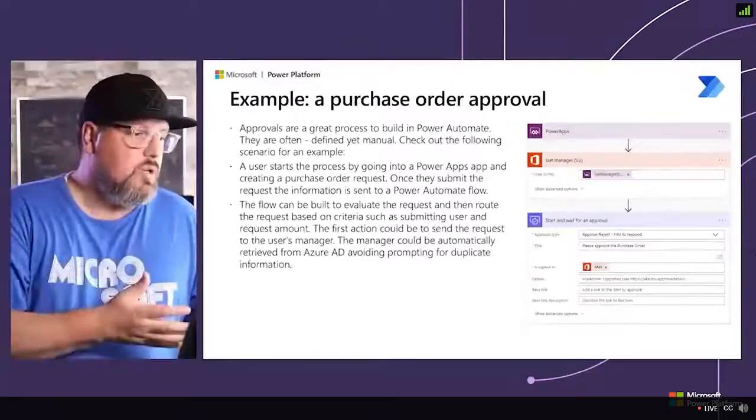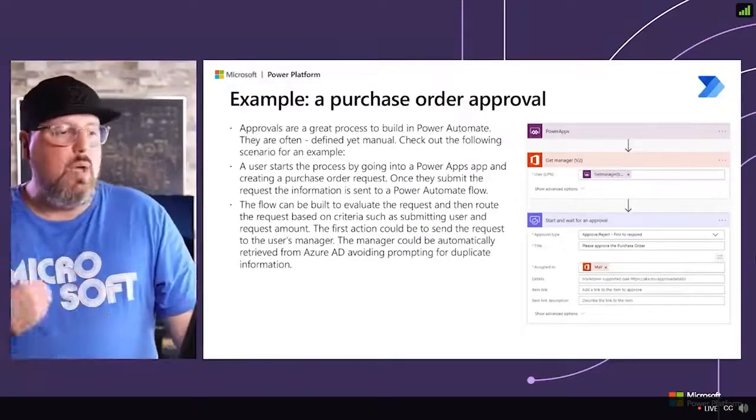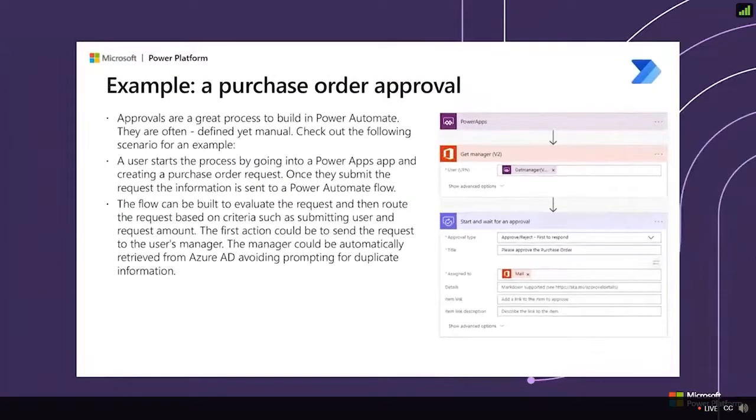So then a user can start the process by going into Power Apps and creating a purchase order request. Once they submit the request, the information is sent to a Power Automate flow. The flow can be built to evaluate the request and then route the request based on criteria such as submitting user and the requested amount. The first action could be to send the request to the user's manager, and the manager could be automatically retrieved from Azure AD, avoiding prompting for duplicate information.